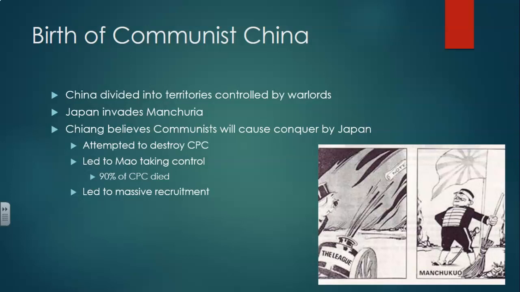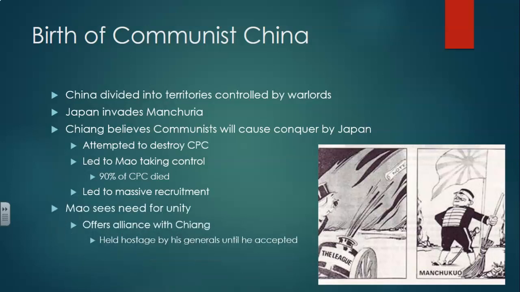But it's important to understand that 90% of the Communist Party of China's fighters were killed during this time period. So there's about 10% left, which means if Mao wants to have any power and the communists want to have any power, they need to start recruiting. And this is going to lead to a massive recruitment campaign by Mao. Additionally, at this time, Mao sees the need for unity. He realizes that if they do not have some unity right now, China will no longer exist at all.